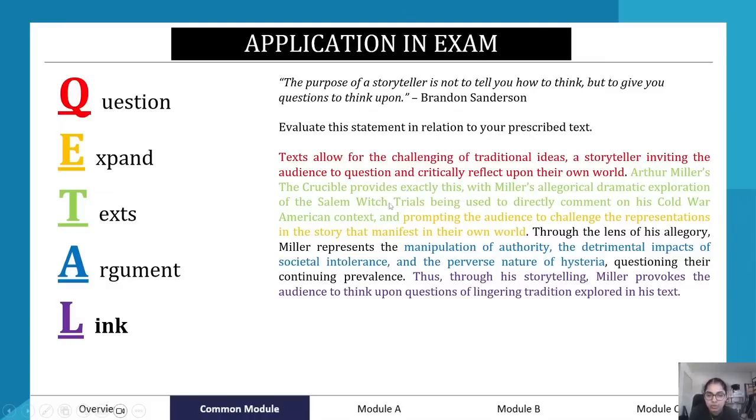Arthur Miller's The Crucible provides exactly this. And then we expand on the question, prompting the audience to challenge the representations in society that manifest in their own world. Then this is our argument that we can see this through these three themes. And finally, this is our link back to the question: that through his storytelling, Miller is the one who is provoking the audience to think about the lingering tradition that was explored in his text.